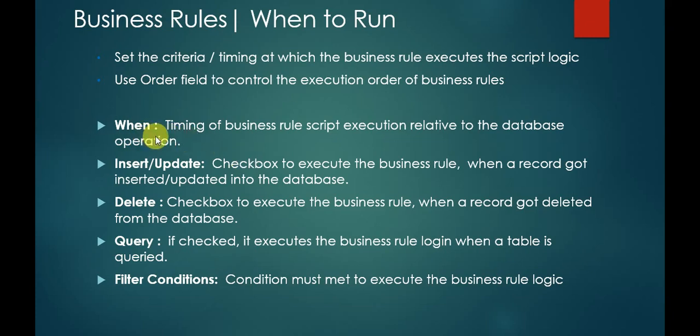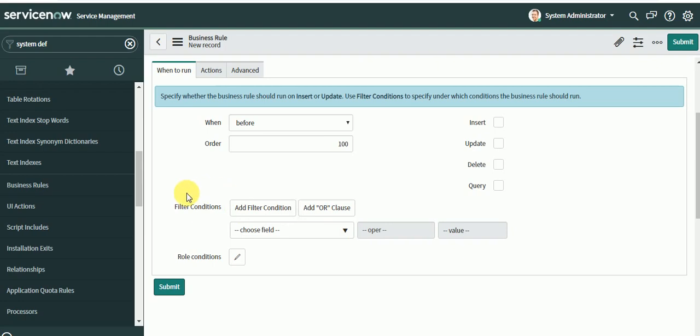So basically we have the timing of the business rule script run related to database operations. We have insert and update. You can use the checkbox to execute the business rule when a record is inserted or updated in the database. We have delete, when a record is deleted from the database. We have query: if checked, it executes the business rule logic when a table is queried. Then the filter condition: you can filter out the records using these filter conditions. Then, when to run: we have the options before, async, and display.